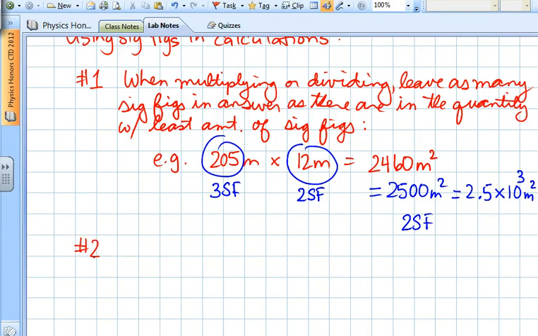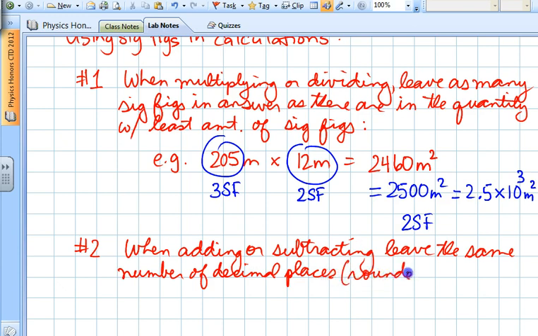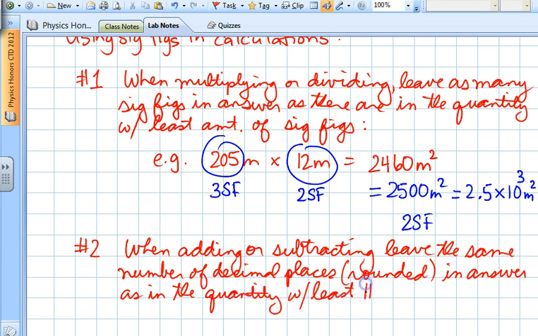Rule number 2 is when you're adding or subtracting. When you're adding or subtracting, you're going to leave the same number of decimal places, rounded of course, in your answer, as you have in the quantity with the least number of decimal places.